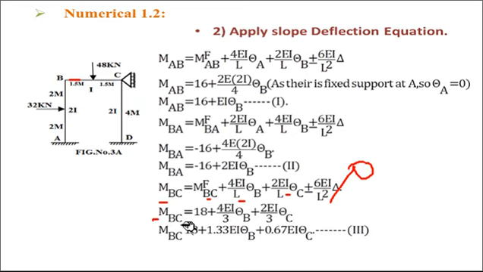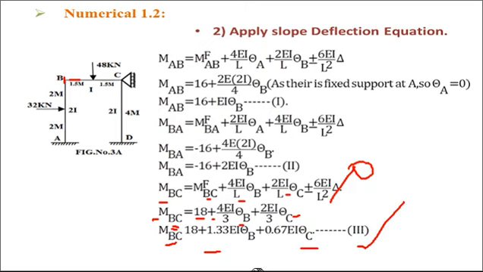Now let's simplify that equation by putting in the values. Moment at B: MBC is equal to plus 18 plus 4EI by 3, span is 3, into theta B, as there is rotation at B, plus 2EI by 3 into theta C, because rotation is there at the C end. By simplifying, we have MBC is equal to plus 18 plus 1.33EI theta B plus 0.67EI theta C. So this is equation number 3.